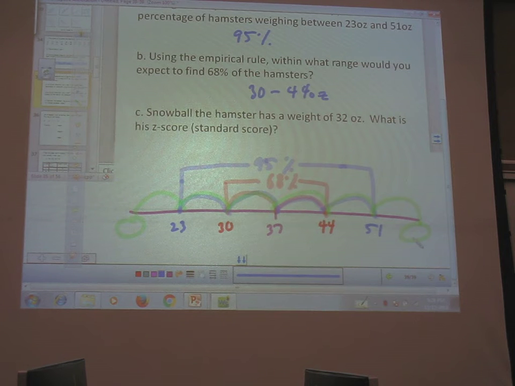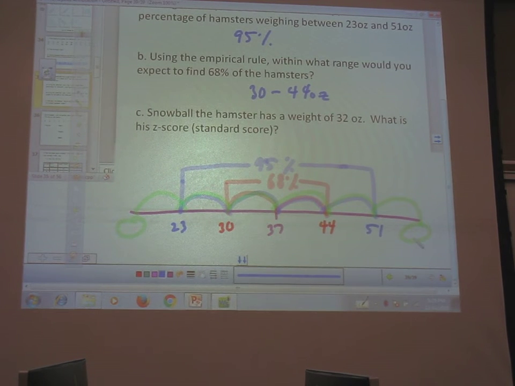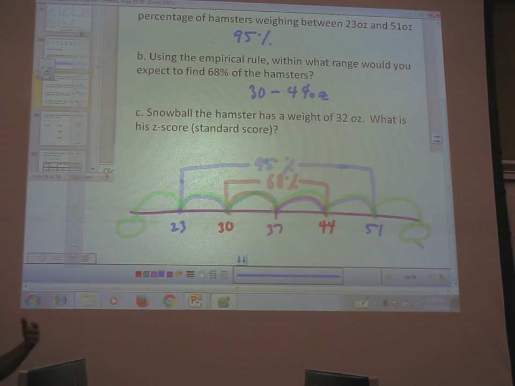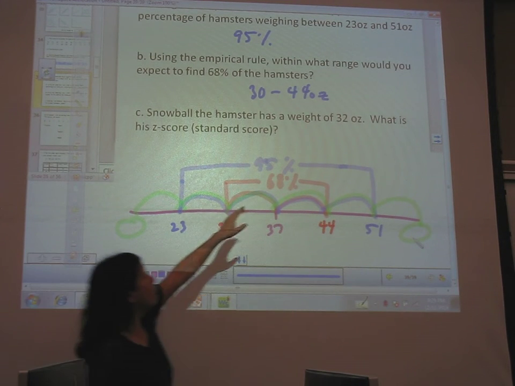Z-score represents how many deviations? The number of standard deviations. All right, who wants to say it by themselves? The z-score is the number of standard deviations a number is above or below the mean. Right. When everyone's saying it at different times, you can't hear it. So, how many standard deviations is he above? How far is he from the mean?